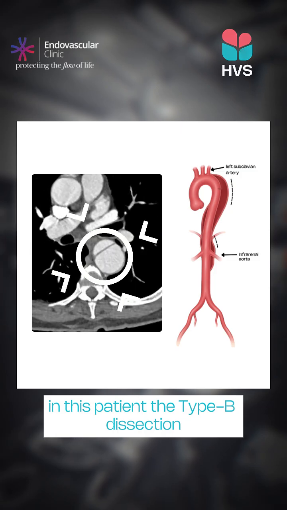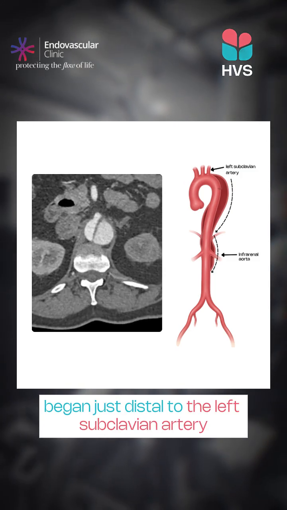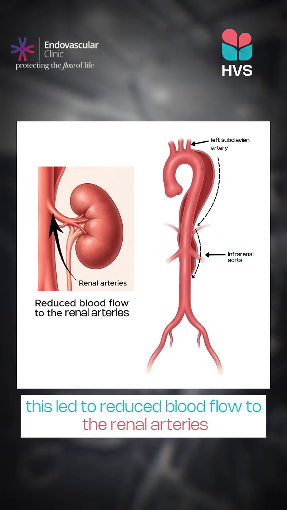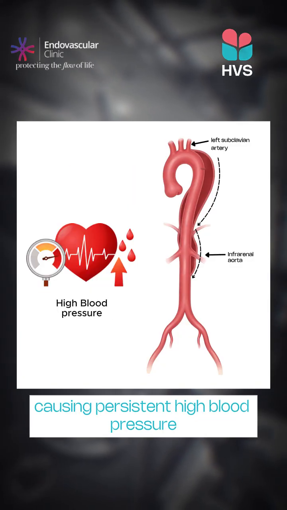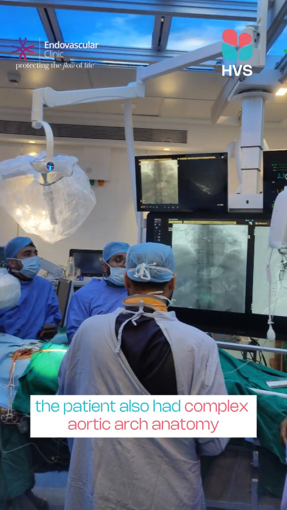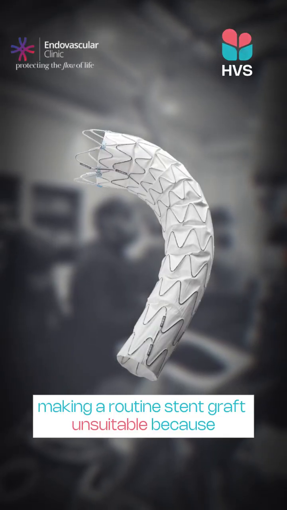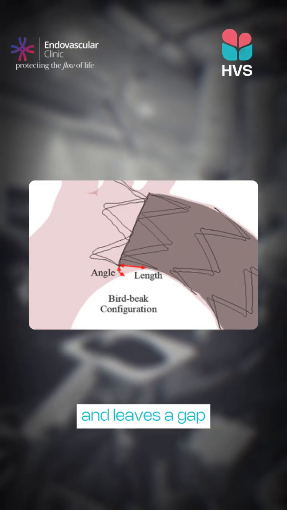In this patient, the type B dissection began just distal to the left subclavian artery and extended down to the infrarenal part of the aorta. This led to reduced blood flow to the renal arteries, causing persistent high blood pressure that could not be controlled with medicines alone. The patient also had complex aortic arch anatomy, making a routine stent graft unsuitable because bird beaking can occur when the stent does not fit the curved aorta properly and leaves a gap.